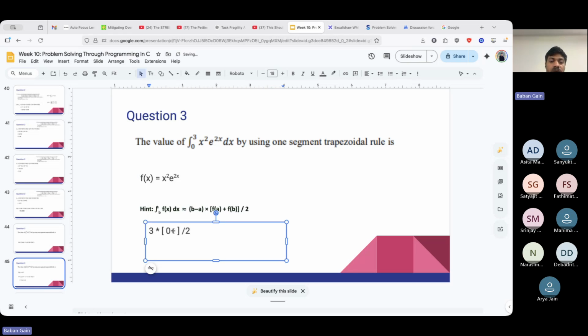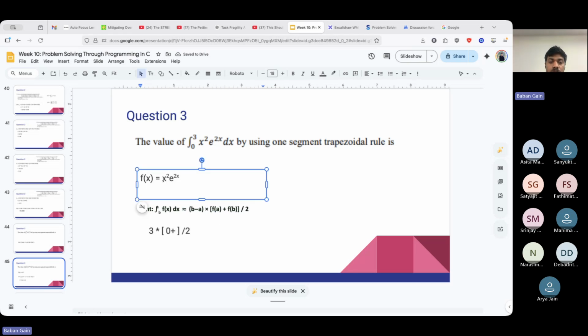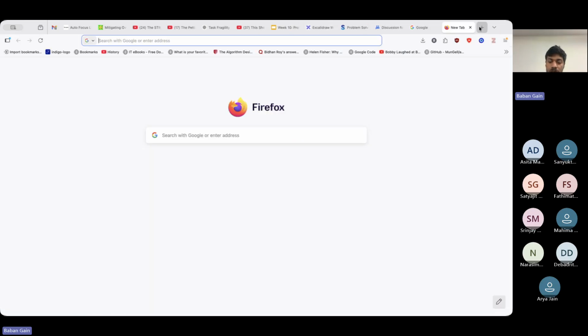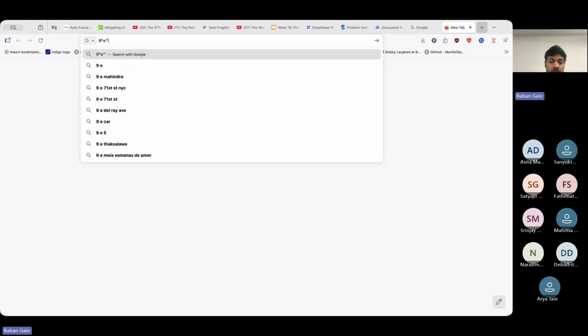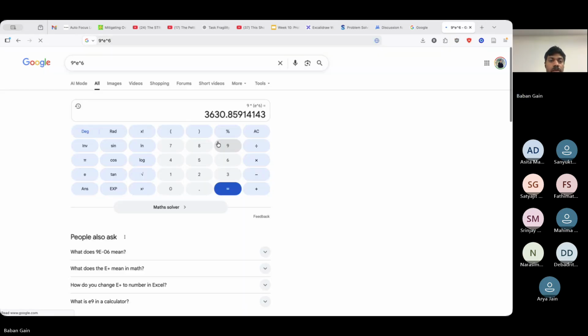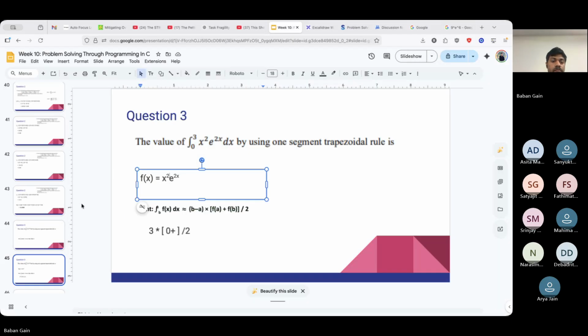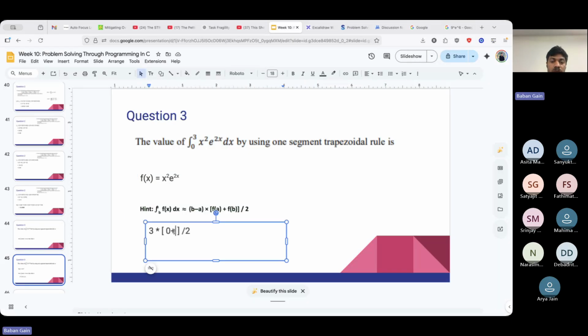Okay. The next part, X square. So this is 3 square. Okay. 3 square is 9. 9 into e to the power 2x. X is 3, so e to the power 6. So this is this value, 3680. This one. So 0 plus this one.